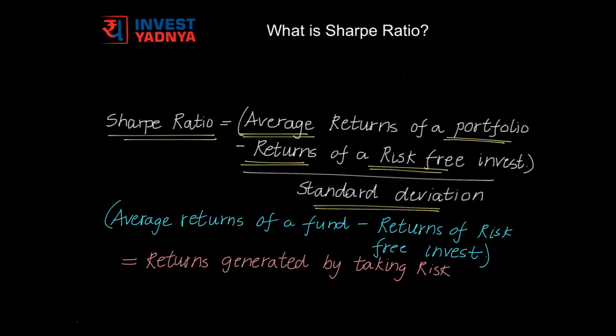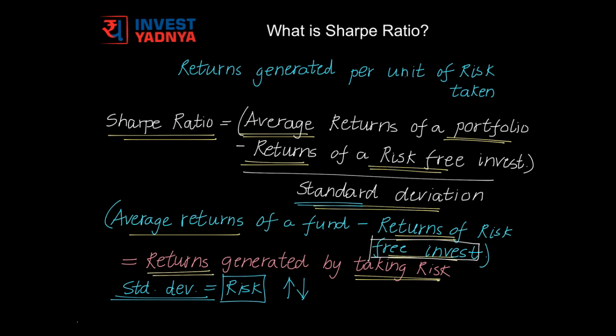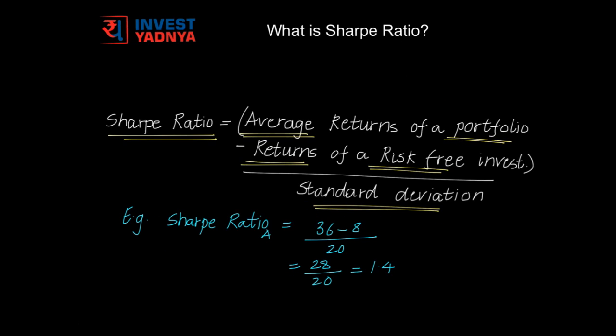Now let us look at the numerator and denominator separately. Average returns of a fund minus returns generated by a risk-free investment gives us returns generated by the fund by taking risk. Investments like government bonds, treasury bills, etc. are considered to be risk-free investments, and so returns of such investments are taken for calculation of Sharpe ratio. Now, a fund's returns may move up or down based upon the risk the fund has taken, and standard deviation straightaway gives this value, and so it is considered to be the denominator while calculating Sharpe ratio. So putting the numerator and denominator together tells us that Sharpe ratio is nothing but returns generated per unit of risk taken.